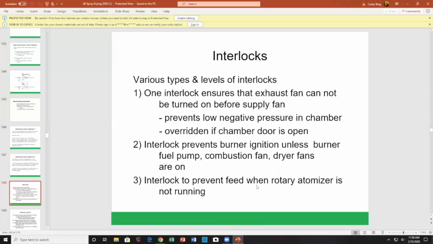Interlock to prevent feed when the rotary atomizer is not running. What would happen is, if the atomizer is not running, the feed would just drip off the wheel down into the chamber and lead to problems later.